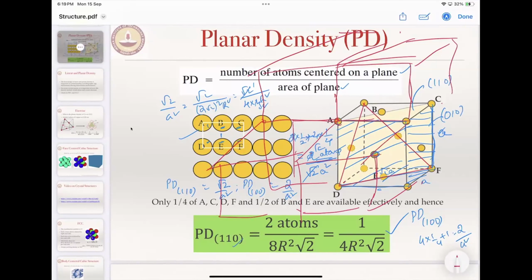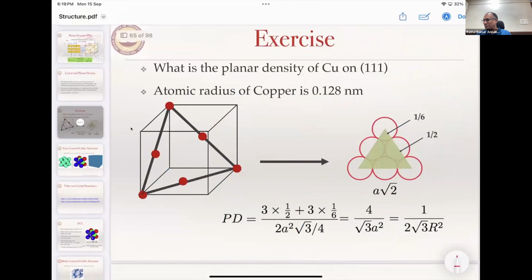No, I'm just trying to understand how we are sharing by 1 by 4. No, what you are saying is correct. That's what I wanted to get to, because when you do the 111, you will get the clarity. Okay. So let me show you the 111 scenario.